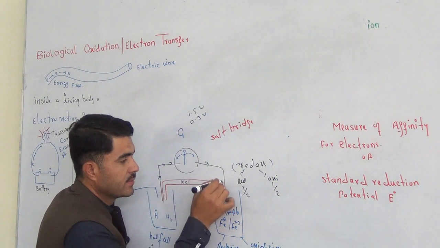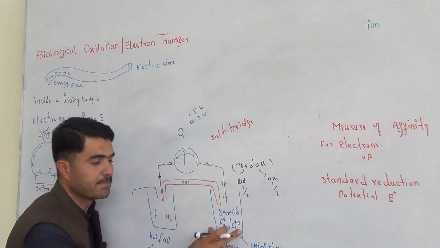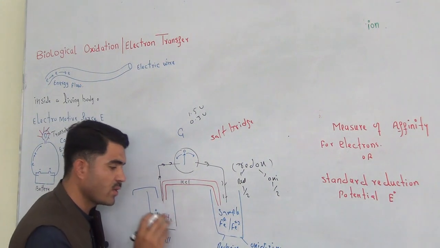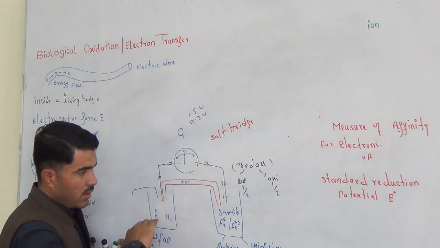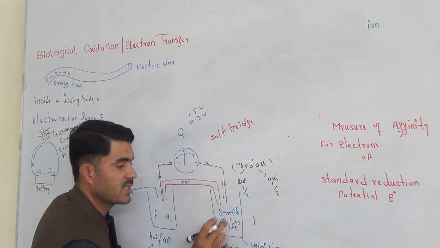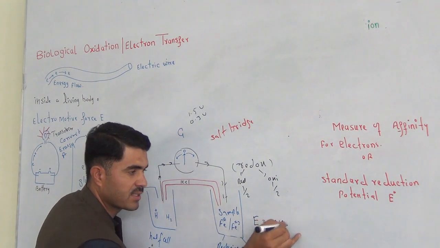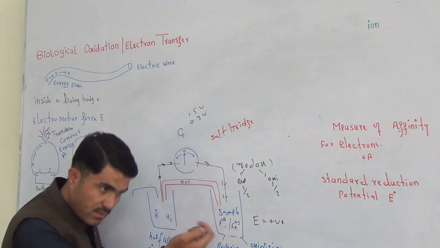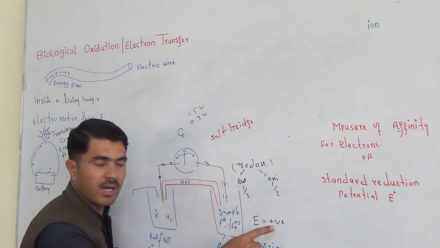And then the electron will reach that cell. It means that here oxidation took place and there reduction took place. So as I told you, one will lose electrons and the other will gain electrons. The one which gets electrons with a stronger affinity will be given a positive sign. It means in case of this solution, the reduction potential will be given a positive sign. A positive sign means that this solution has more power than the standard one.